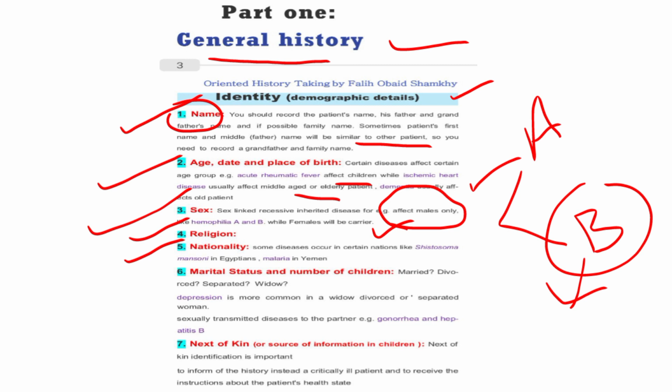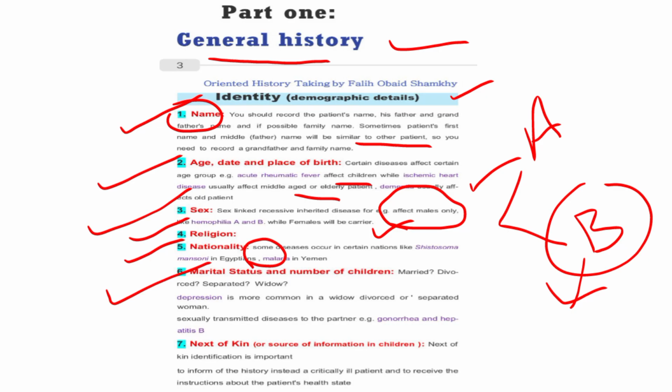It causes fever, cough, abdominal pain, and diarrhea-like conditions. This is common in children. It is common in people of Egyptian nationality, while malaria is common in Yemen. What is malaria? It is caused by a parasite carried by mosquitoes and it is a severe condition.